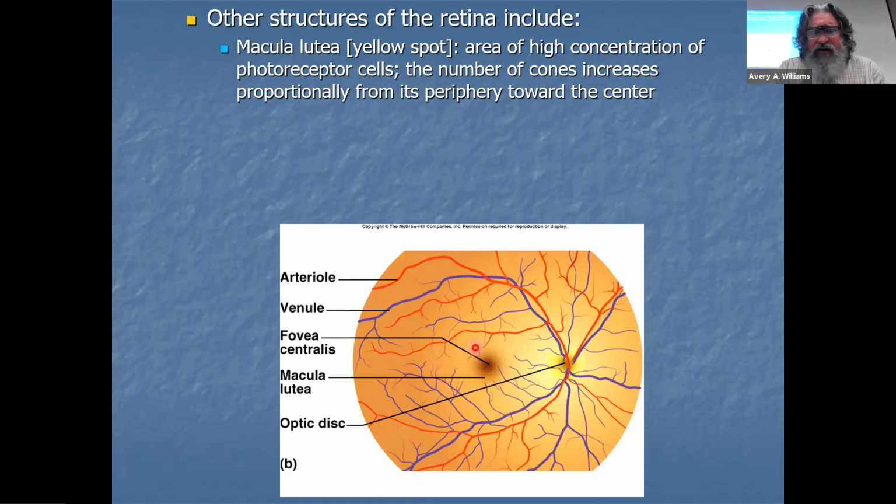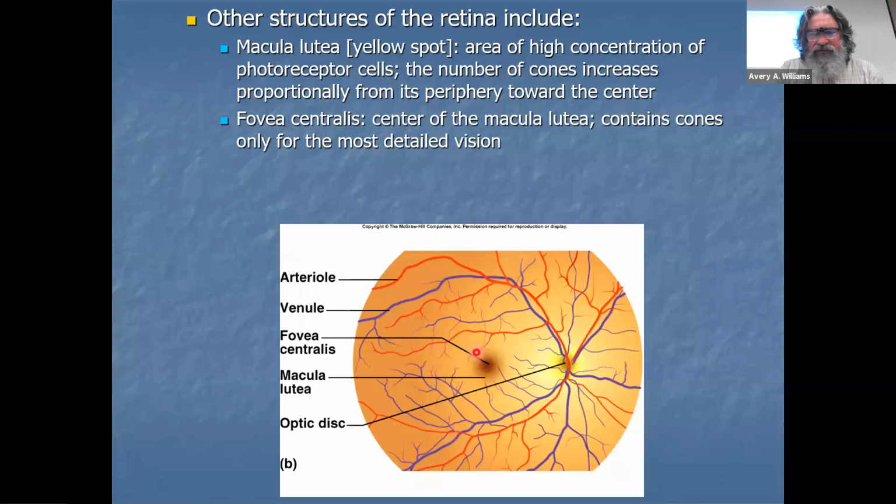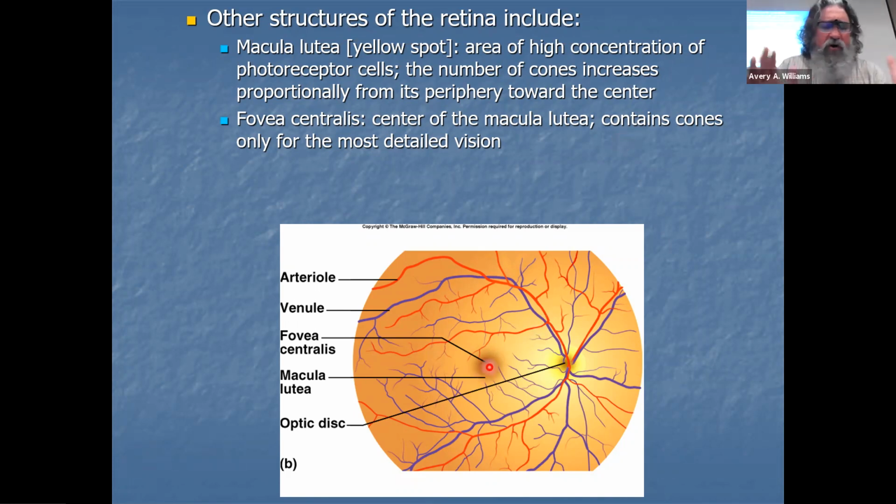That's that bullseye right in the back, right? It's right behind the pupil. It's an area of high concentration of photoreceptor cells. The number, like I said, of cones increases proportionally from its periphery towards the center. You get more and more cones the closer you get to the center, until you're right smack dab in the center, which is called the fovea centralis. That's the area of the macula lutea where you have just pure cones. So the purest, all color vision, the most detailed vision, is right there at the fovea centralis. So that's what's going on right here.